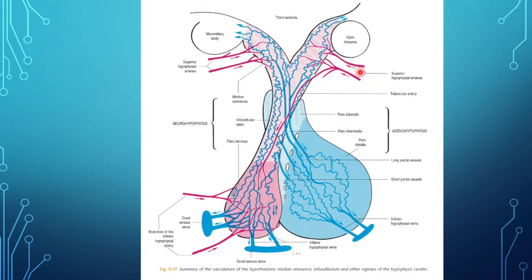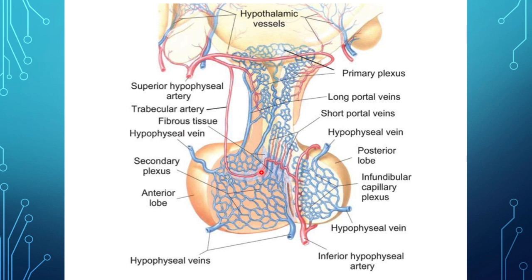So these are the superior hypophyseal arteries on either side. These are the two inferior hypophyseal arteries. These arteries supply the median eminence, pituitary stalk, and the lower lobes. Again, this is another picture. You can also see the hypophyseal veins on either side. And these are the superior hypophyseal arteries, and these are the inferior hypophyseal arteries.